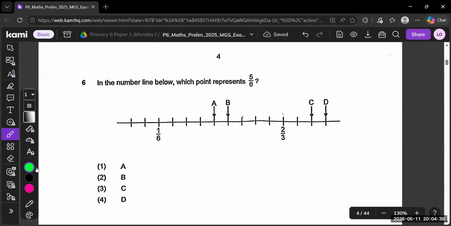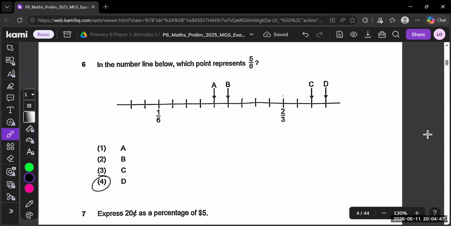Question number 6. This is the one that looks a bit tricky. Answer number 4. This one is 1 mark, but yet can be quite tricky. So you will have to make the denominator the same. Now, your number cannot be A and B, because your 5 over 6 is bigger than 4 over 6. So your A and B is out already.